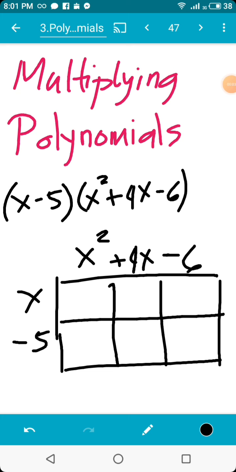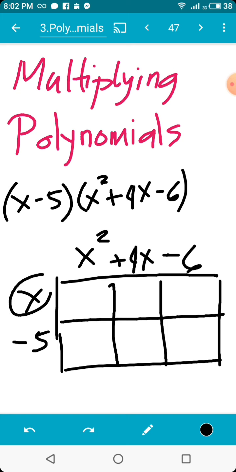Okay, so gamitin naman natin yung box method to get the product. Okay? So, ang ginawa natin is tatlong column, dalawang rows. Okay? Kasi binomial tsaka trinomial. Or pwede rin namang tatlong rows, dalawang column. It's up to you guys. Same lang din naman dapat ang lalabas na sagot.